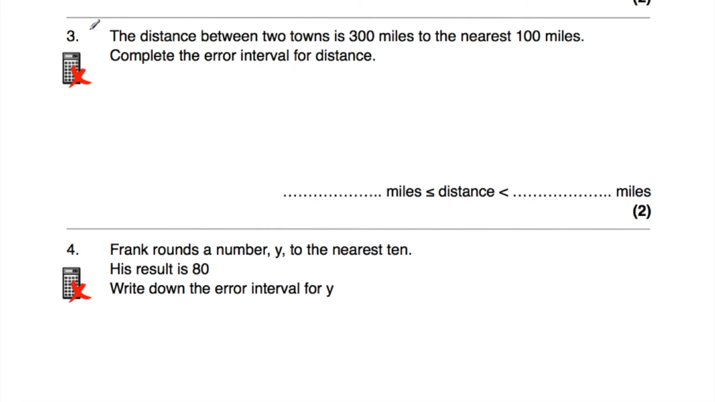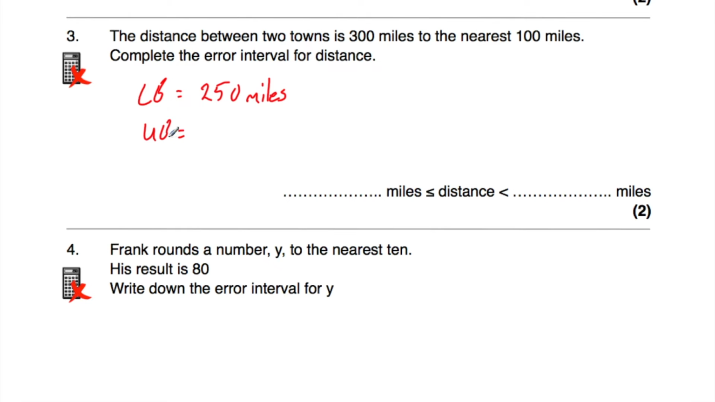Okay, let's have a look at question number three. Question number three said the distance between two towns is 300 miles to the nearest 100 miles. Complete the error interval for the distance. So let's look at this. The distance between the towns is 300 miles to the nearest 100 miles. In terms of the lower bound, the lowest number that would round up to 300 to the nearest 100 would be 250. So the lower bound would be 250 miles.